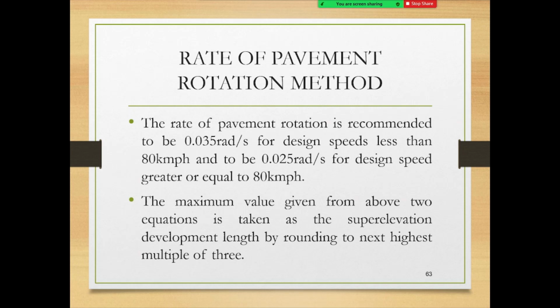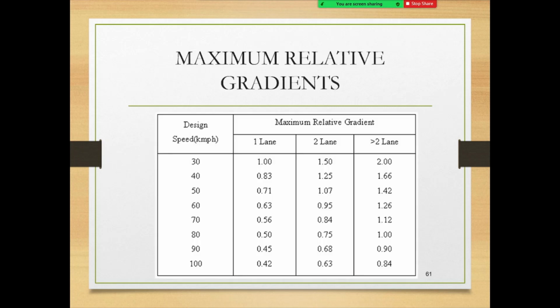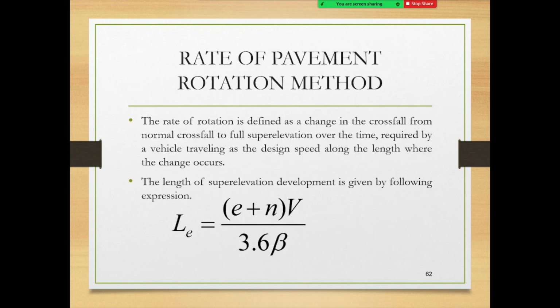So I'll give you a little hint. Now rate of pavement rotation is going to be dominant if your design speed is greater than 80. For all the speeds lesser than 80 kmph, the other one, relative gradient method, is going to be dominant. So you have to calculate the super elevation development based on relative gradient method as well as the rate of pavement rotation method, and then you have to take the maximum of it.